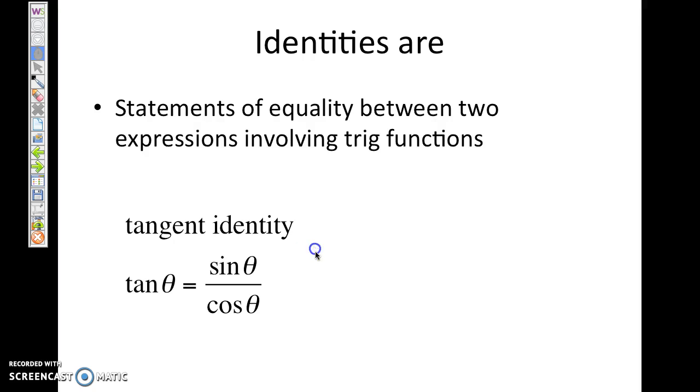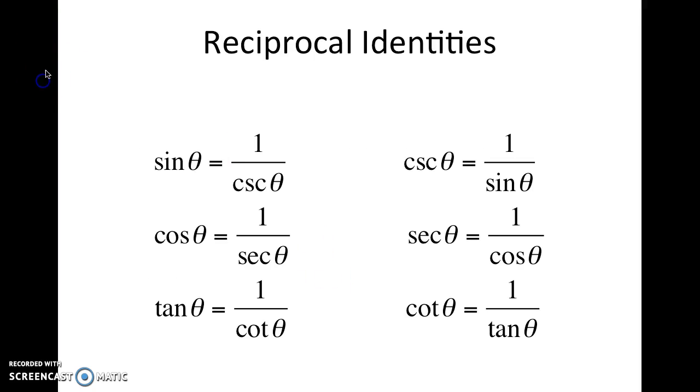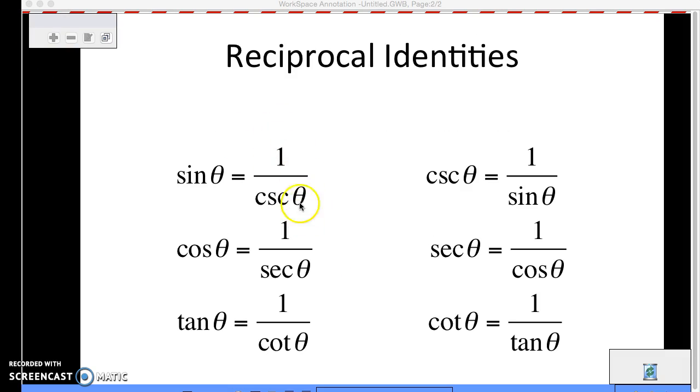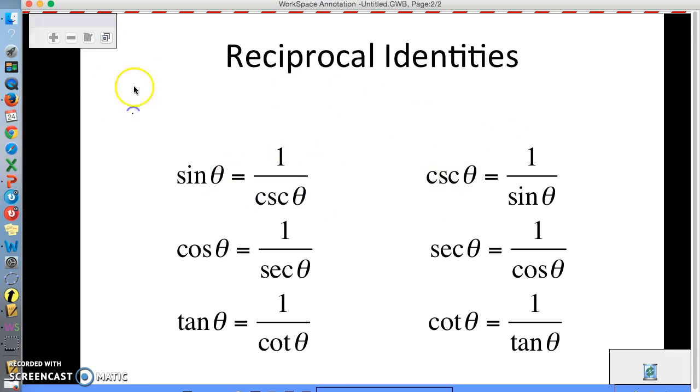So another identity we're going to take a look at are reciprocals. And you guys know this. They are the reciprocals of each other. So the sine is 1 over the cosecant, and the cosecant is 1 over the sine.